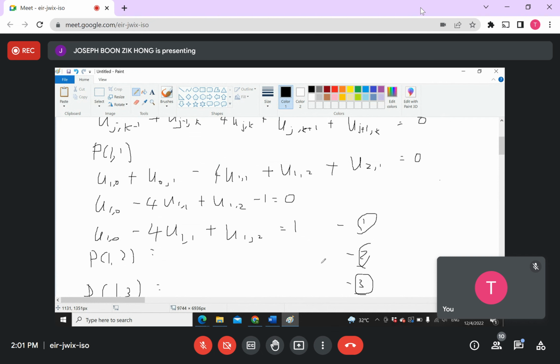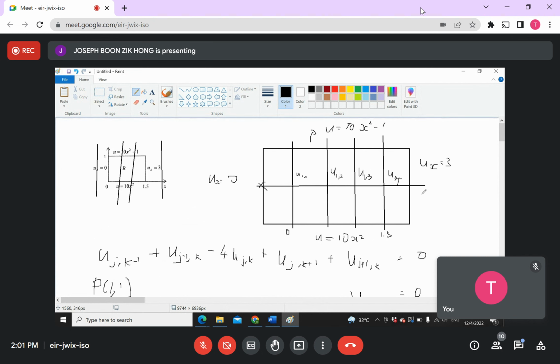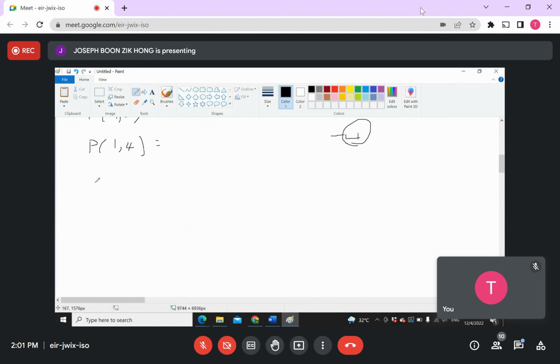But unfortunately, you have 4 equations and 6 points which we don't know, including these 2 points. So we need another 2 equations. What are those other 2 equations? They will be from here and here. So we get ux equal to 0. By using central finite difference, ux equal to 0 means uj plus 1, k plus, is it? I can't remember the formula.